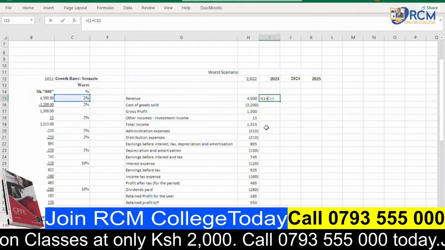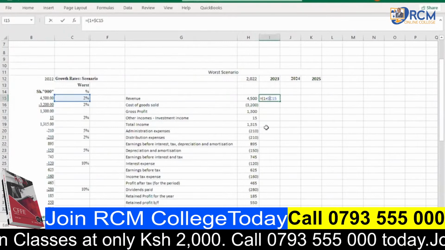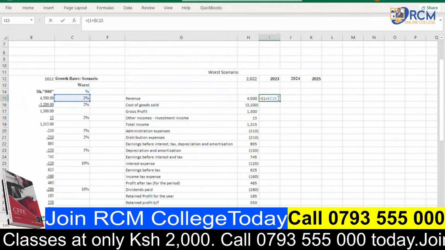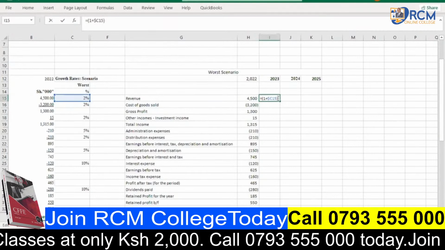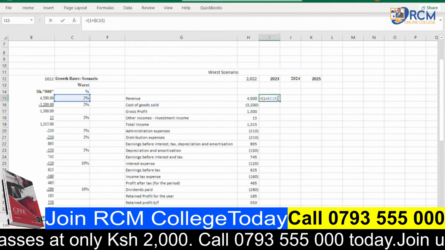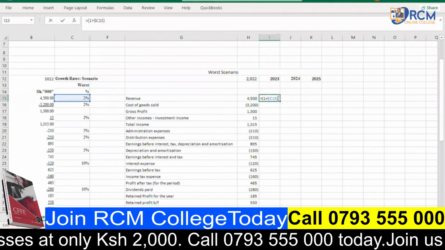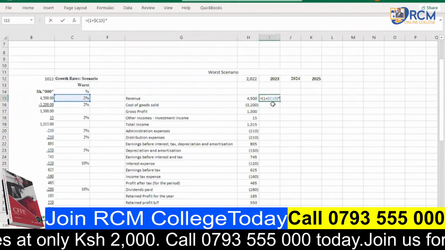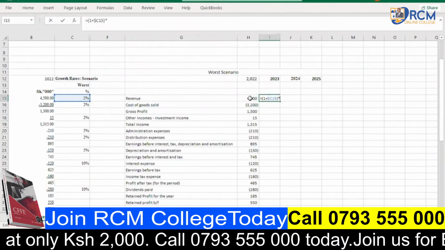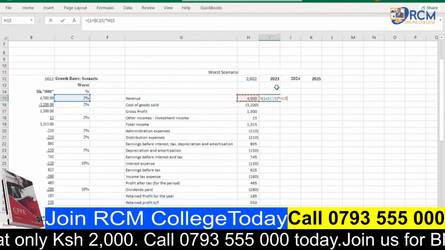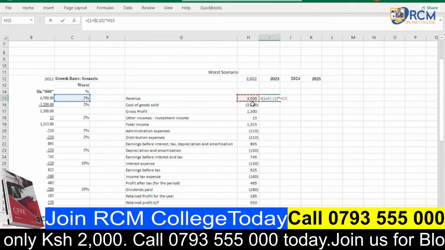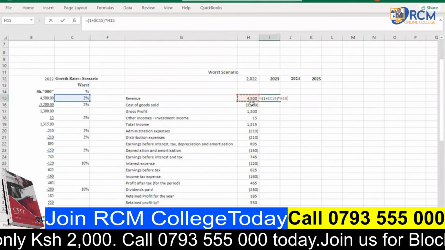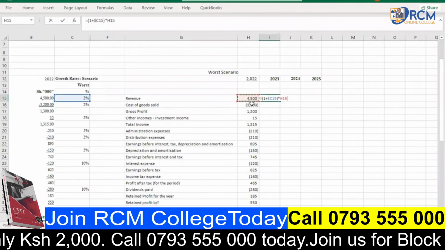Confirm if you've done that. Place a $ sign before C. Have you managed to do that? Then close the bracket and then you multiply it by this value. Have you done that?